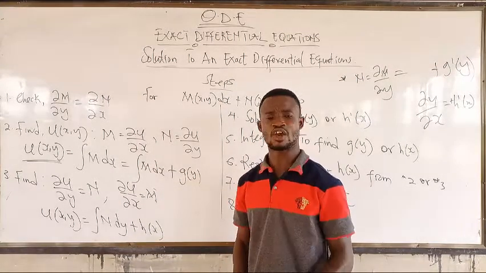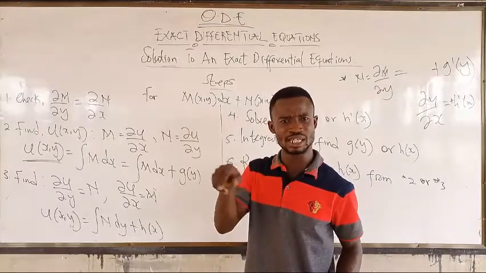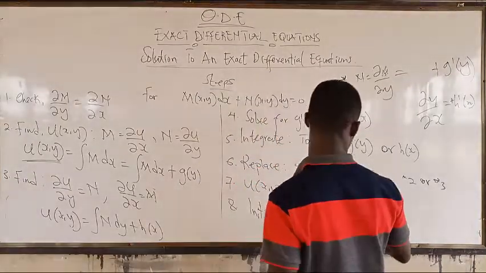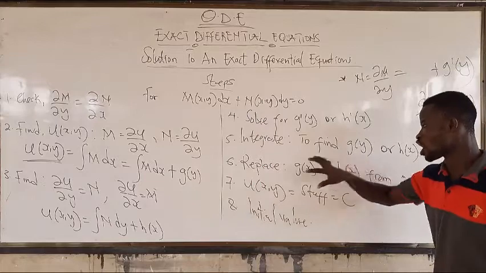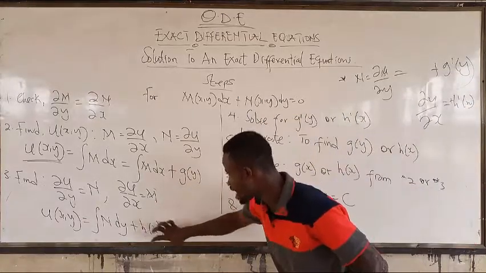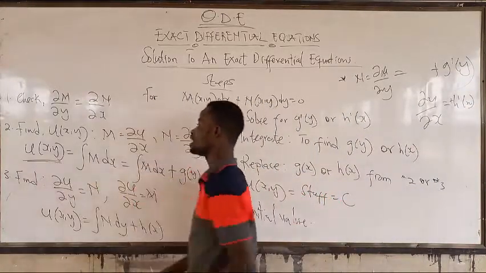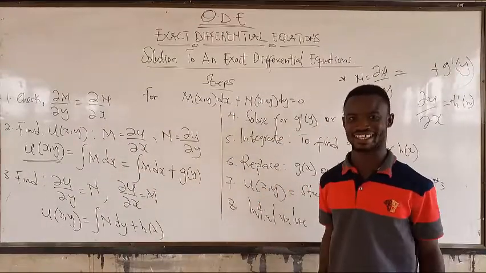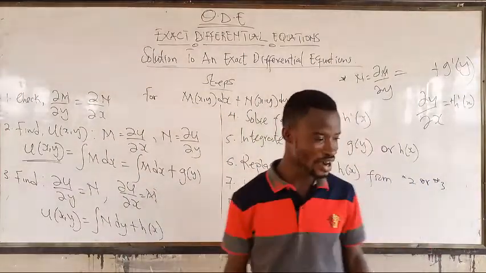And don't forget that we are looking for a function of u in terms of x and y. So when you replace G of x or H of x here or here, you are going to get a function of u in terms of x and y. Hope it's clear.